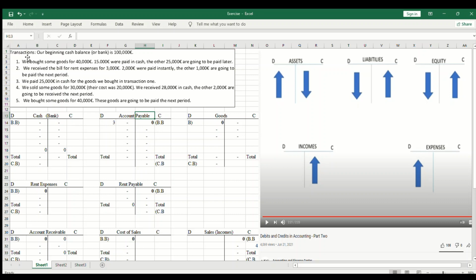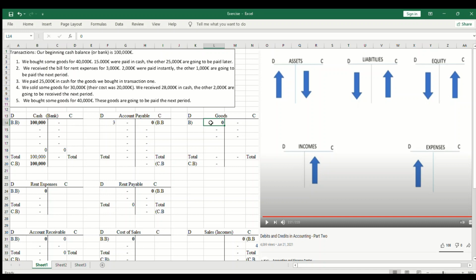Let's go on now with the example. We see that our beginning cash or bank balance is 100,000 euros. So we put 100,000 euros to cash or bank as a beginning balance. Let's go on with transaction 1. In transaction 1, it says we bought some goods for 40,000 euros. 15,000 euros were paid in cash. The other 25,000 euros are going to be paid later.